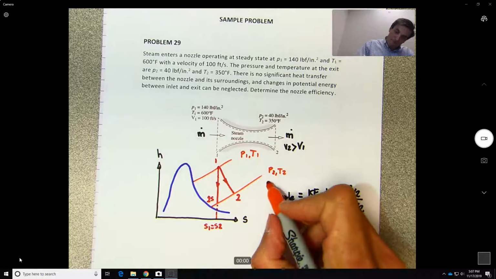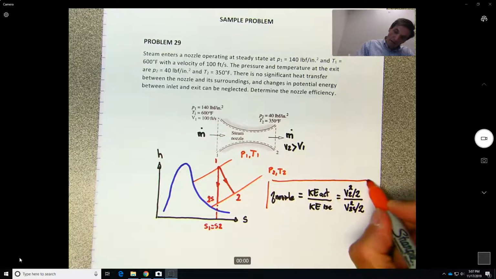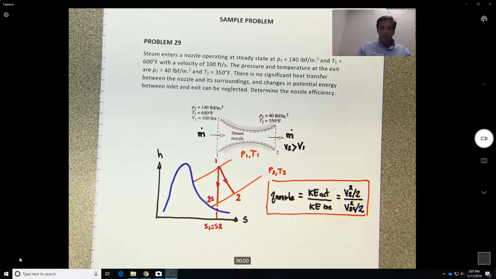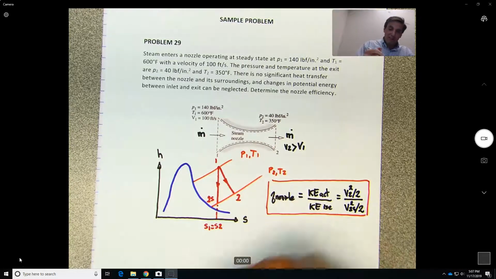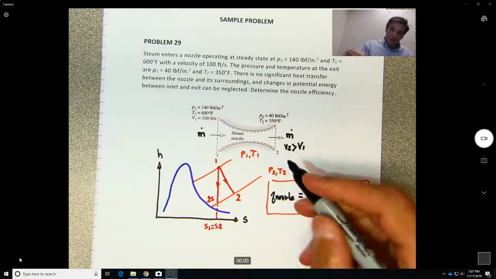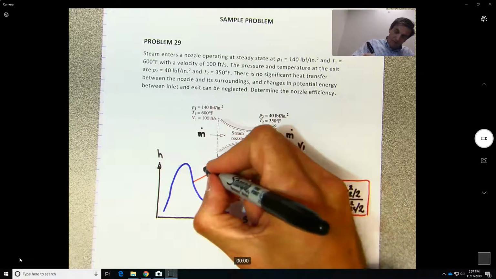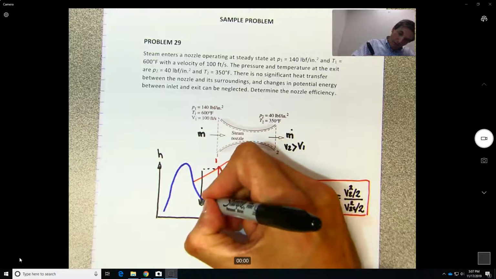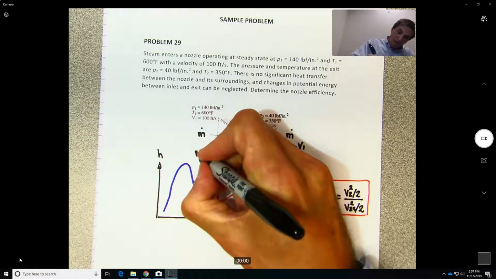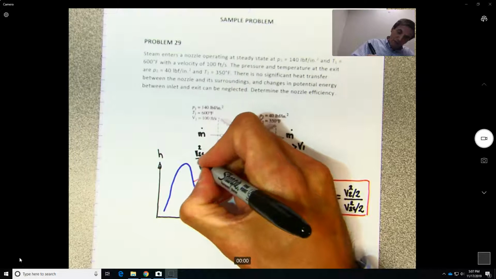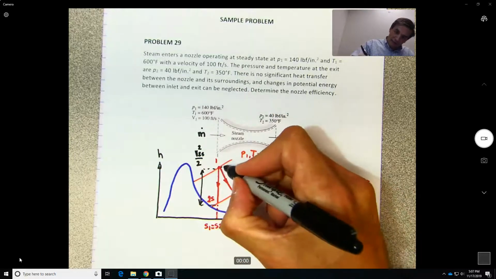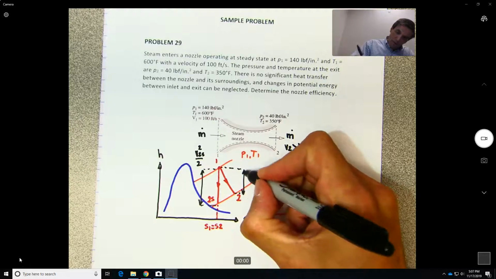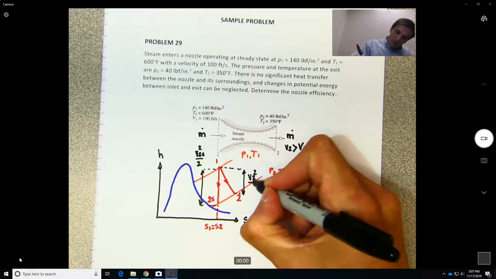Okay? I'm going to try to put it on the figure. So basically that distance over here will be V2S squared over 2, and that distance over here will be V2 squared over 2.